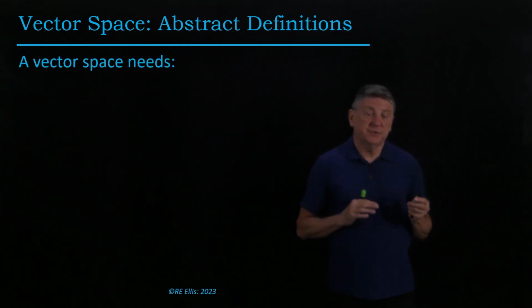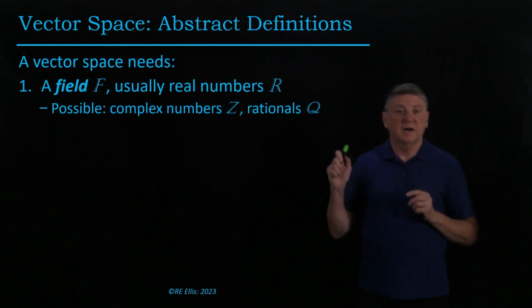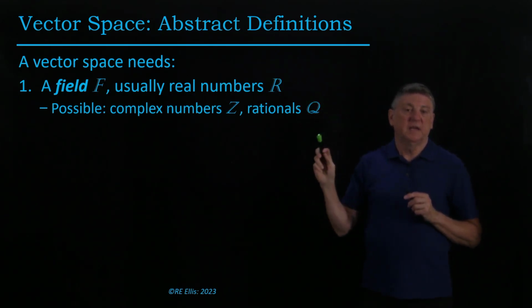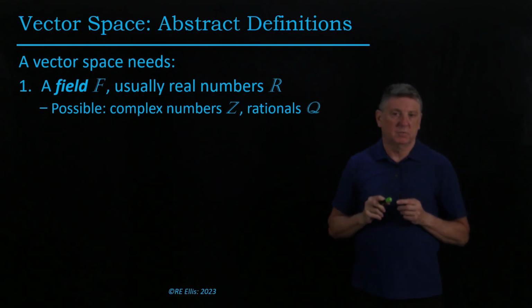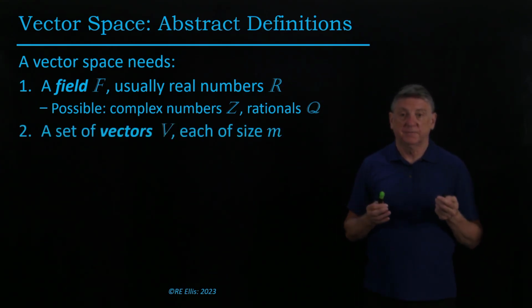So here's the abstract definition. A vector space has to have a field. Now, for us, that means the real numbers, and yes, you could define them over complex numbers and rationals, but we're only looking at vectors that have real entries.